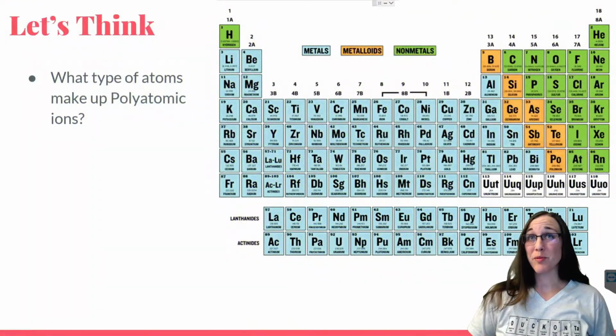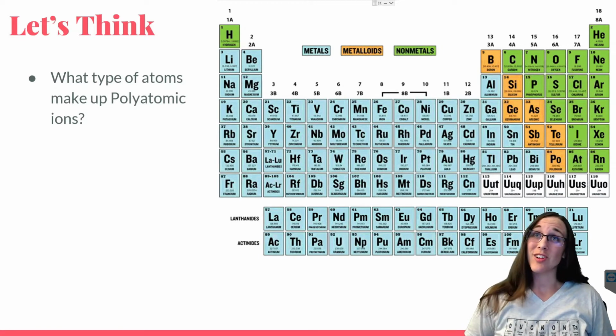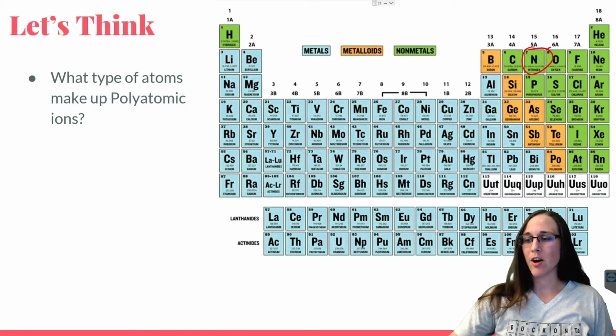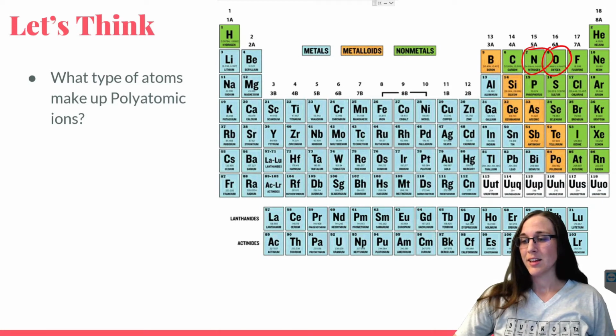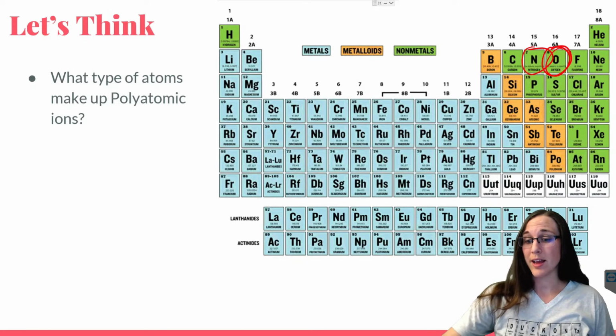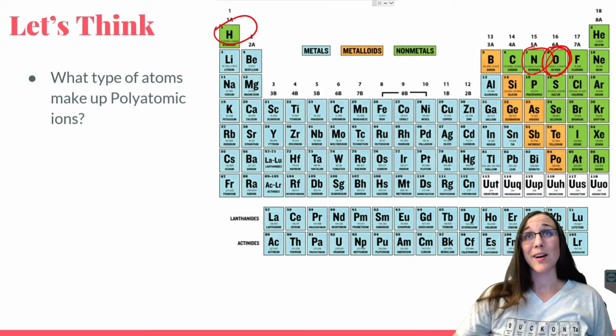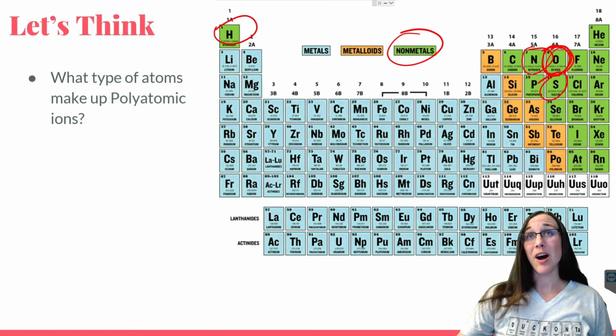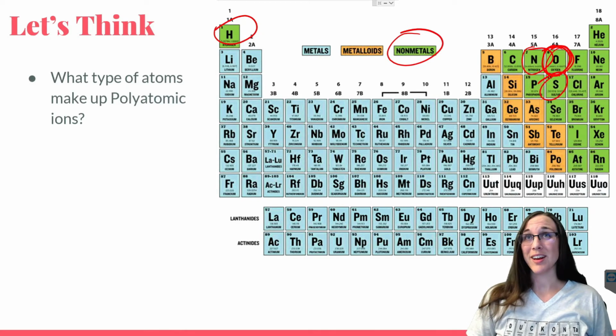So as I mentioned before, what kind of atoms make up polyatomic ions? When we think of our nitrate and nitrite, that was our N and our O. We also have hydroxide. Hydroxide is O and H. We have sulfate. Sulfate is S and O. We have a lot of things that are coming from the non-metal range of our periodic table.